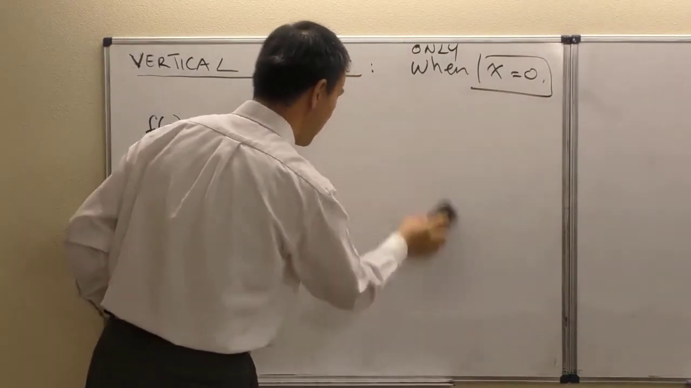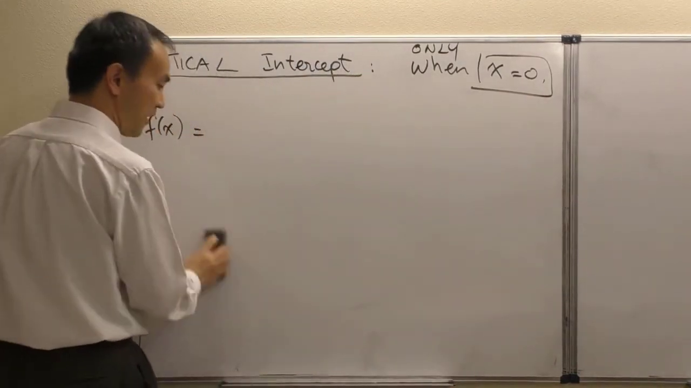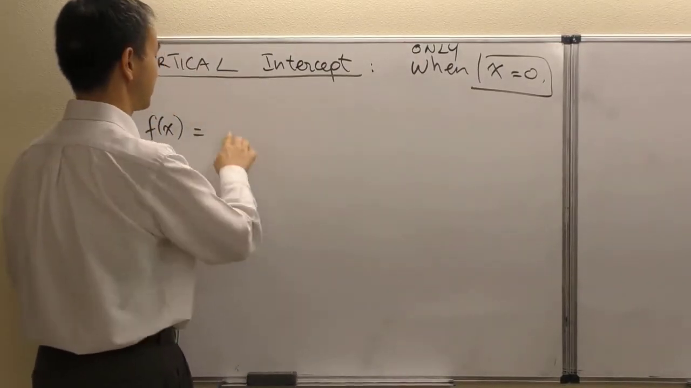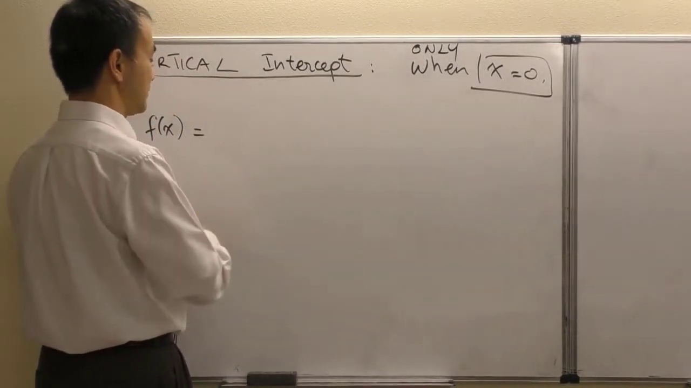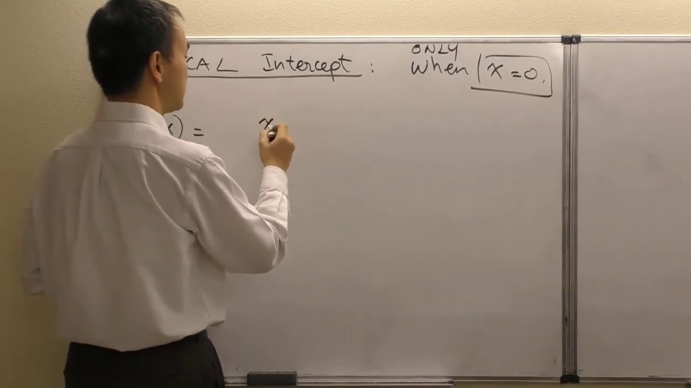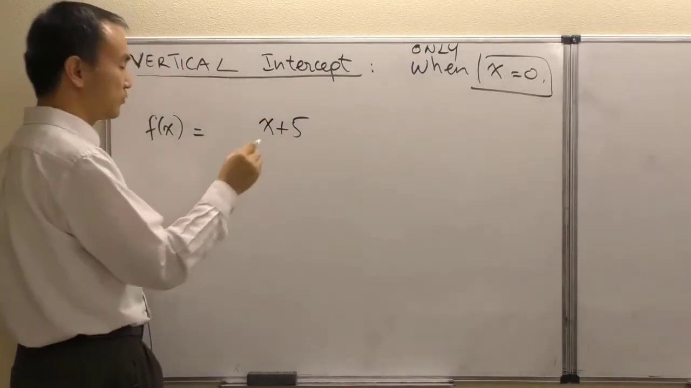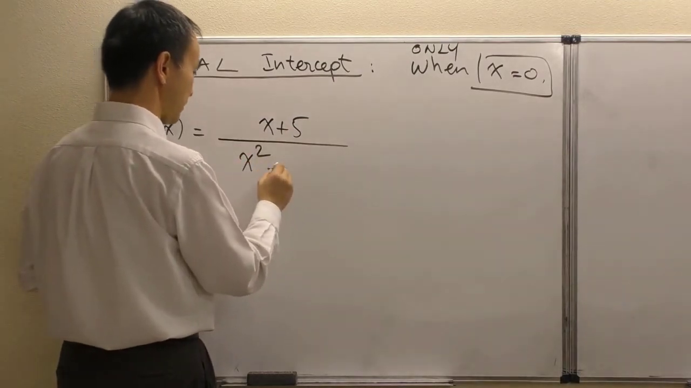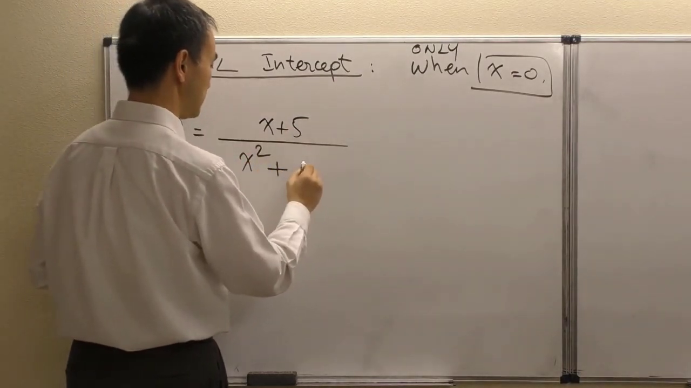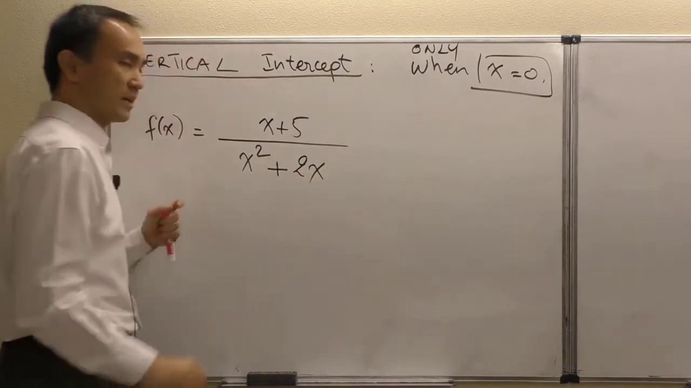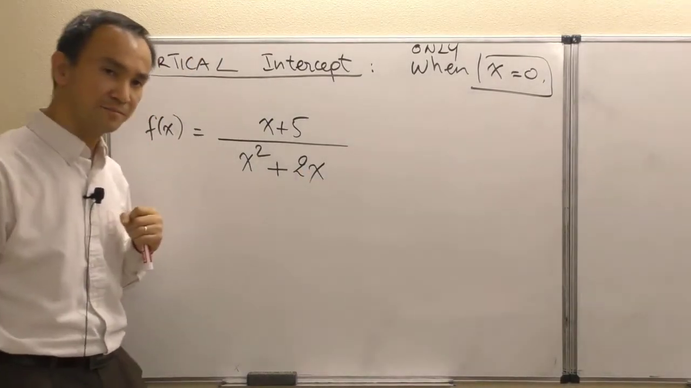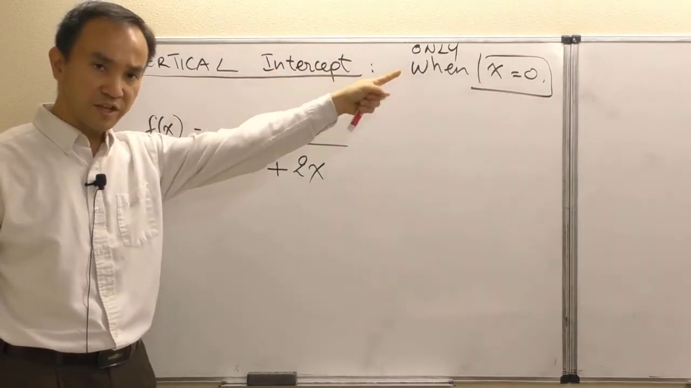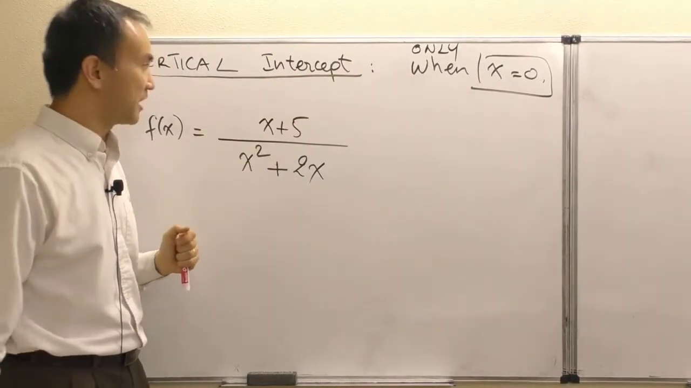And so now let me come up with another function right here. How about we have x plus 5, and we're dividing that by x squared plus 2x. Now, only when x equals 0 will we have a vertical intercept.